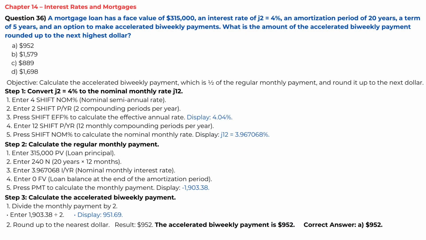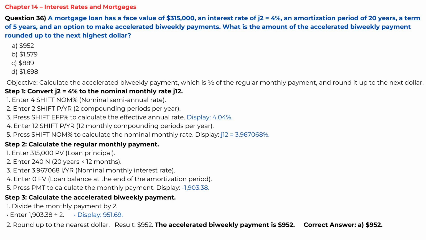Question 36. A mortgage loan has a face value of $315,000, an interest rate of J2 equals 4%, an amortization period of 20 years, a term of 5 years, and an option to make accelerated biweekly payments. What is the amount of the accelerated biweekly payment rounded up to the next highest dollar? Objective: calculate the accelerated biweekly payment, which is half of the regular monthly payment, and round it up to the next dollar. Step 1. Convert J2 equals 4% to the nominal monthly rate J12.